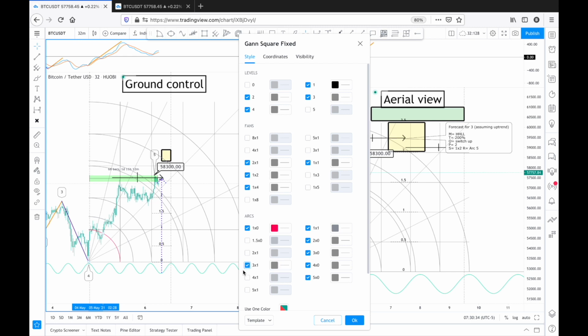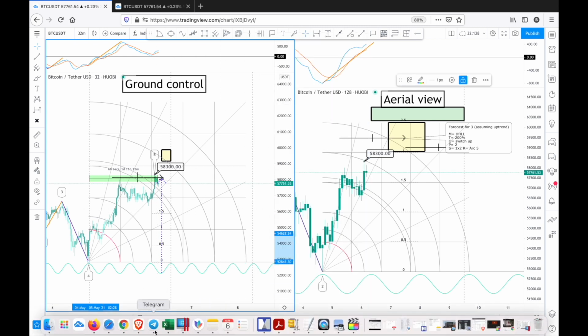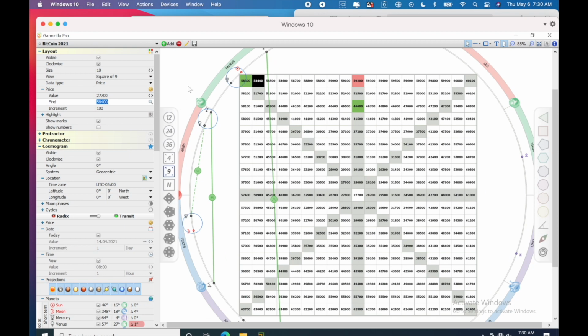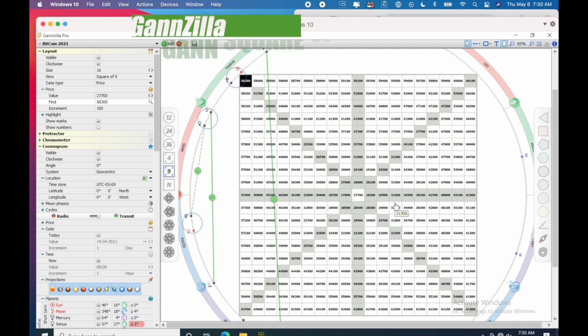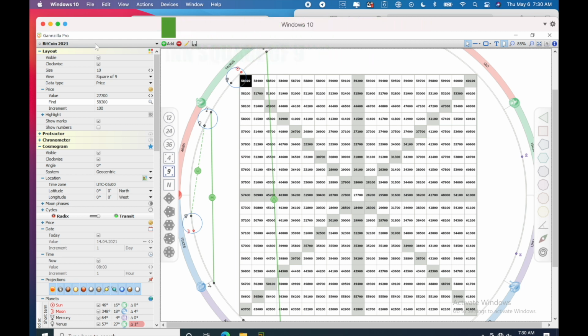If we go to off-chart information, we can also see that 58300 is on a cardinal cross. So let's have a look at that right now. So we go to here, type in 58300, and you'll see that's at the corner of where this numerology set Gantt square of 9 suggests that resistance will be formed.